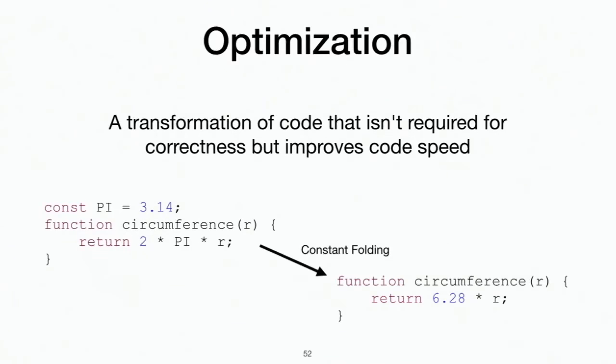So let's now talk about optimization. So this is the biggest chapter that I want to talk about, incorrect optimizations. So what is an optimization first? It's basically a transformation of code that is not required for correctness, but improves speed, right? So here's a simple example. We have this function here, circumference, which computes the circumference of a circle. And in this case, the compiler could notice that this expression 2 times pi is actually constant. So it could just pre-compute that at compile time and insert that constant here and save a multiplication at runtime. So that's called constant folding. It's a very basic optimization.